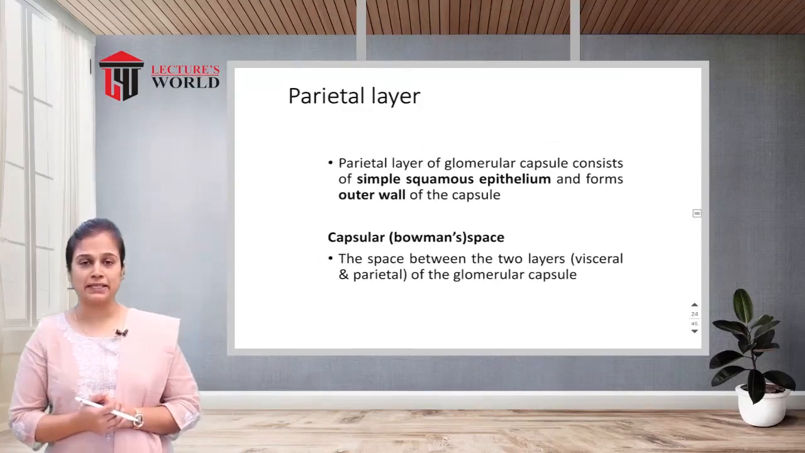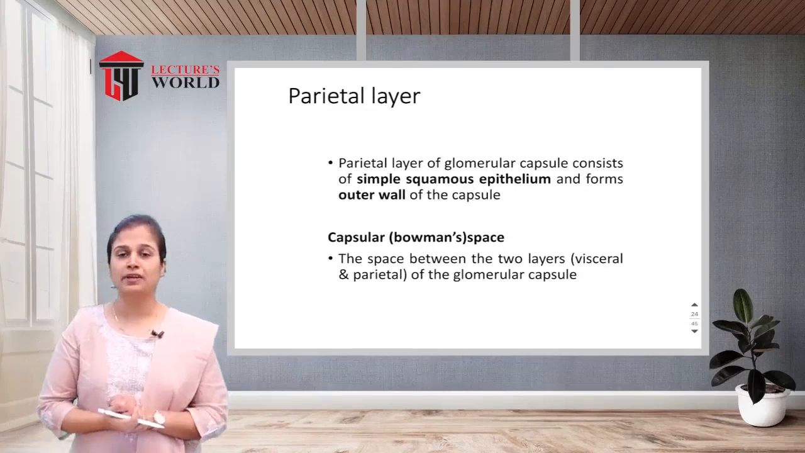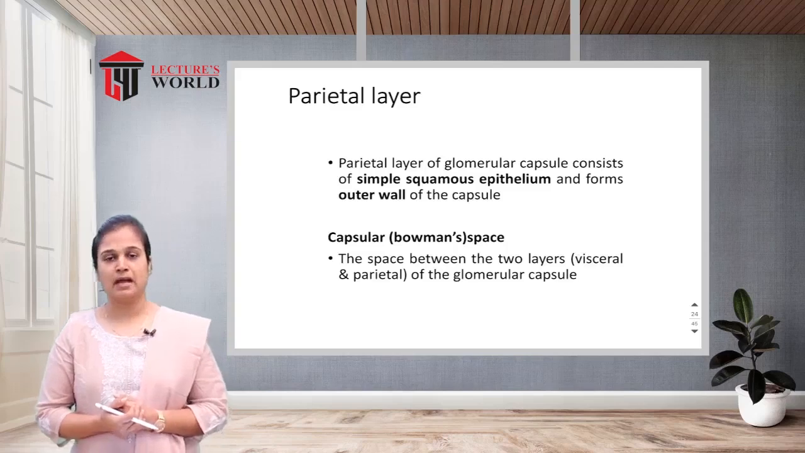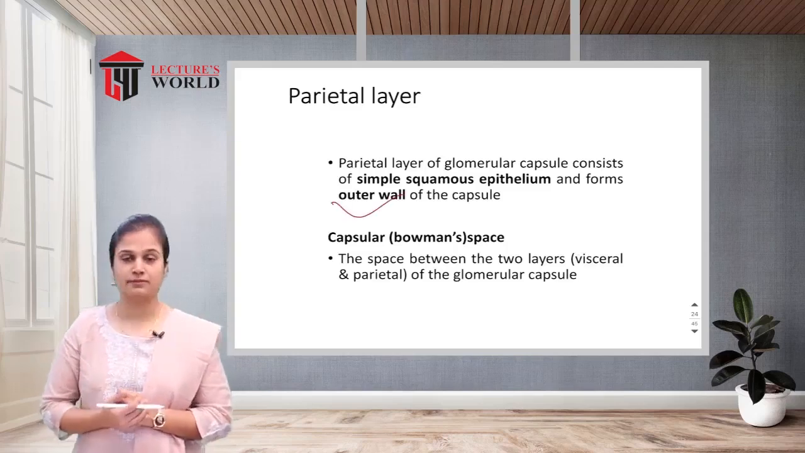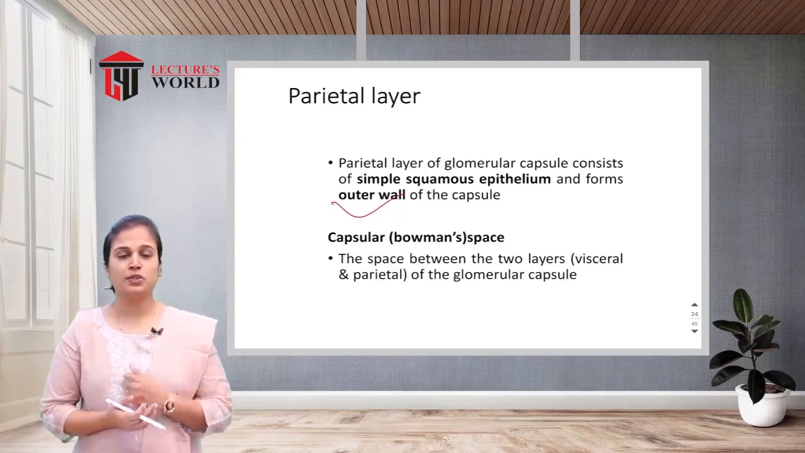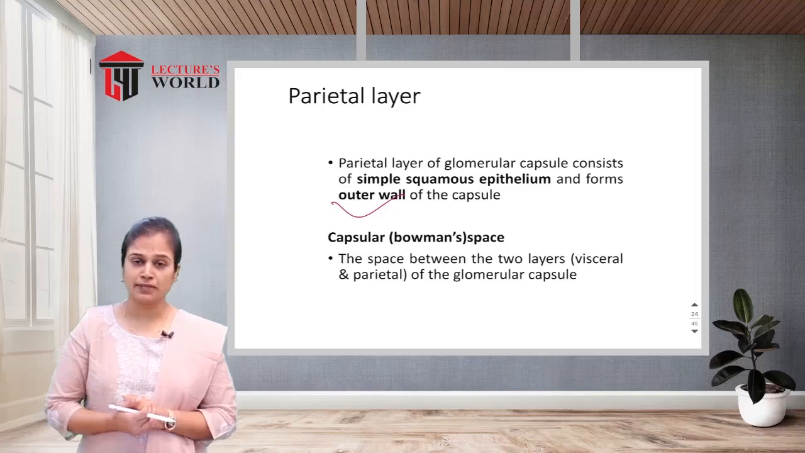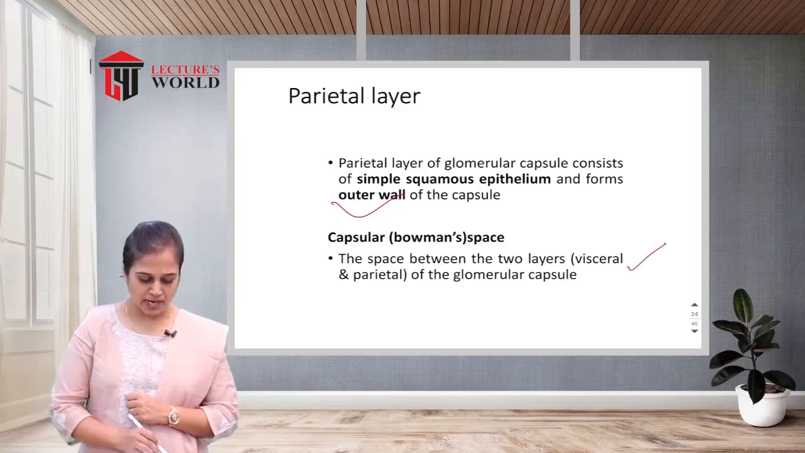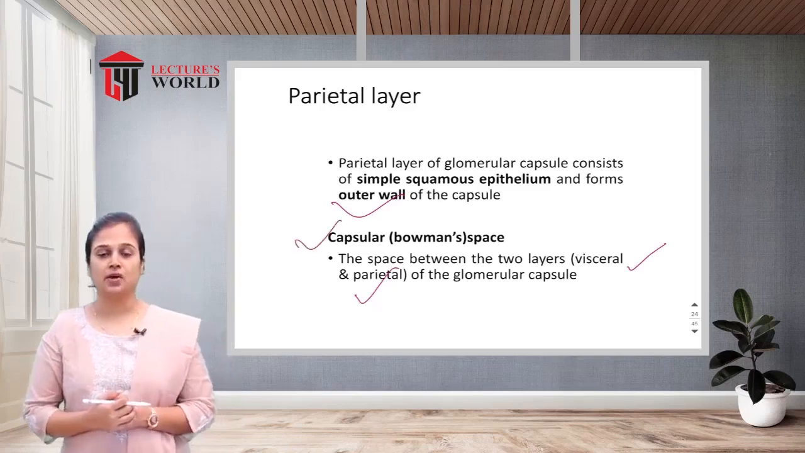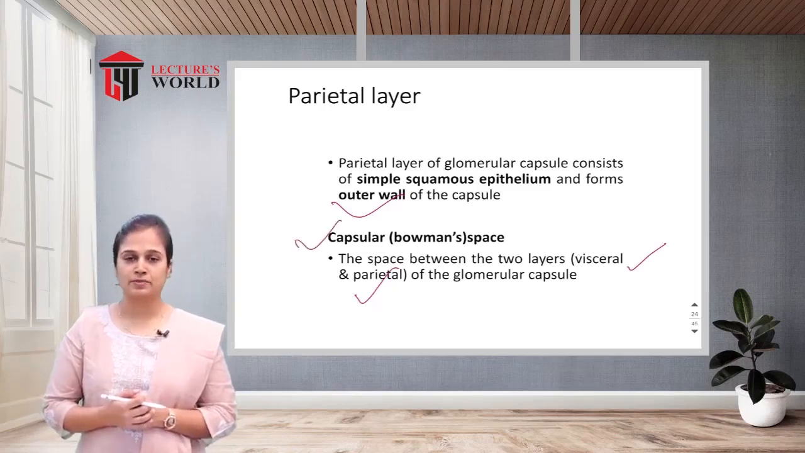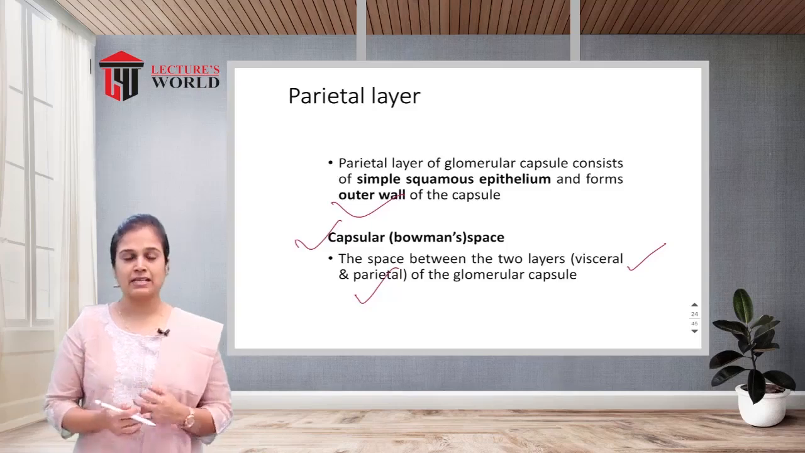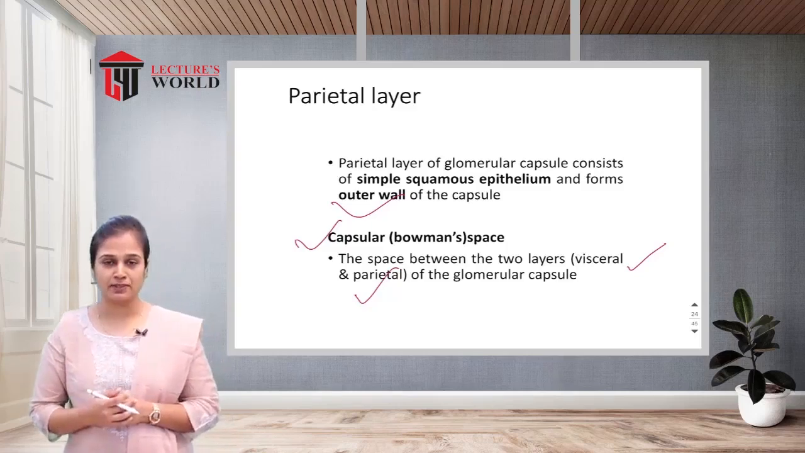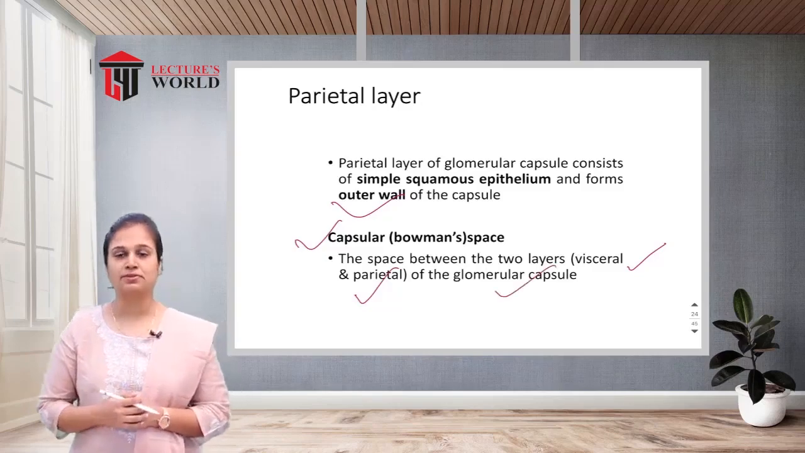The parietal layer of the glomerular capsule consists of simple squamous epithelium and forms the outer wall of the capsule. Now there is a space between the two layers, the visceral layer and the parietal layer, and it is called the capsular space, also called Bowman's space. So the capsular space is the space between the two layers of the glomerular capsule.